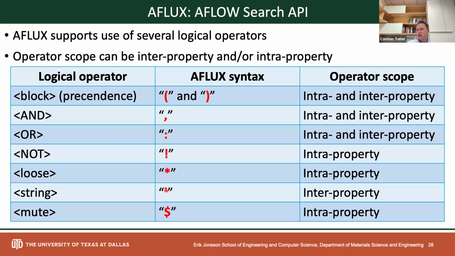This apostrophe is used to denote strings. So if you want to do a string matching search, you use this. And then a mute operator. This basically says that you can filter on a certain property, but we don't necessarily want to see that property in the response. That's this dollar sign.